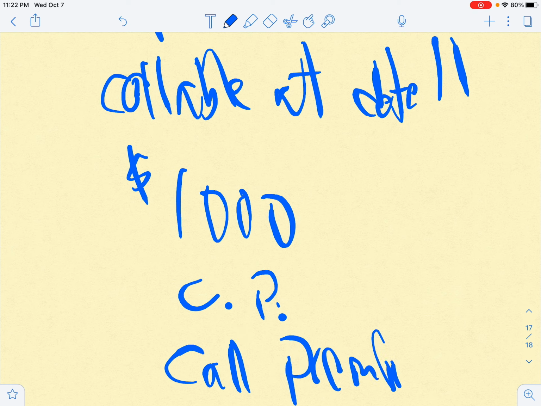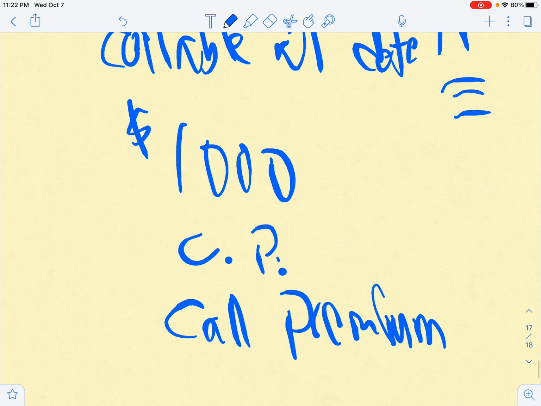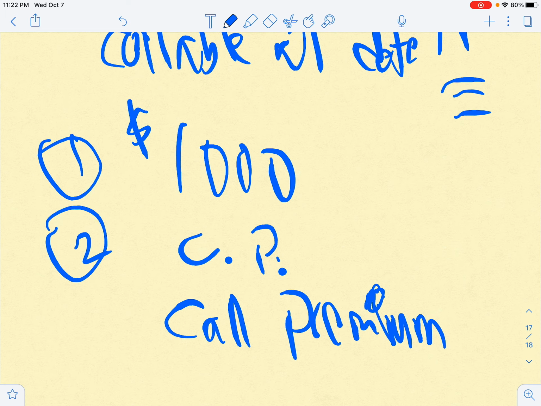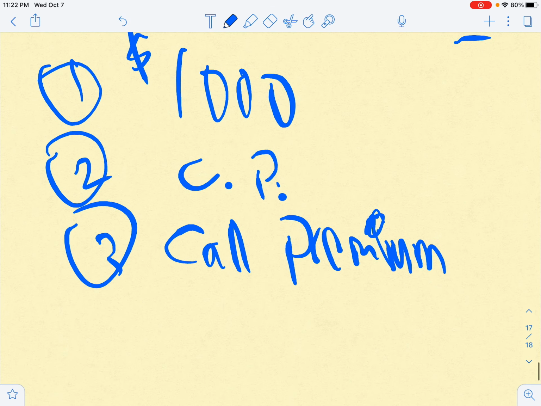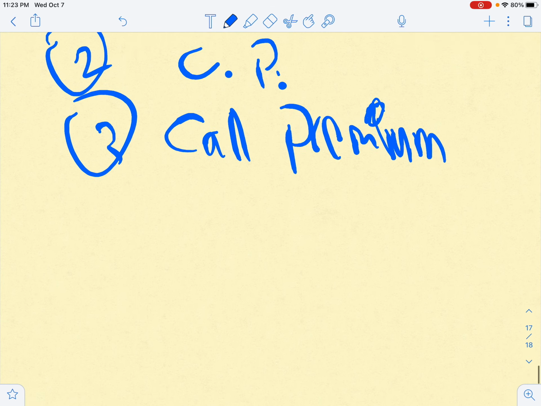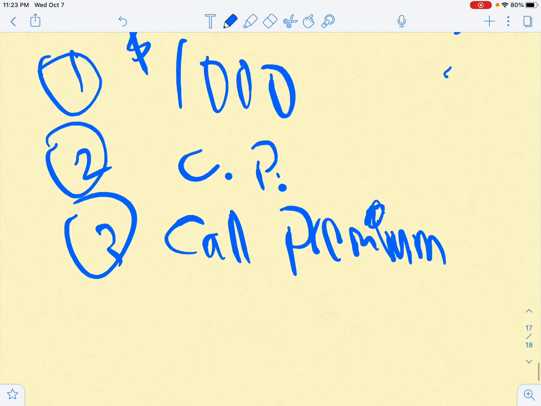Now, the size of a call premium might be one period or 1 year's worth of interest if the bond is called, say, the first time it can be called, date 11, but that call premium amount will fall in size if the bond is called later on in the call protect period. Okay? But these are the three sources of cash flows that are received by a bondholder if the bond is indeed called. And it's interesting how this works.